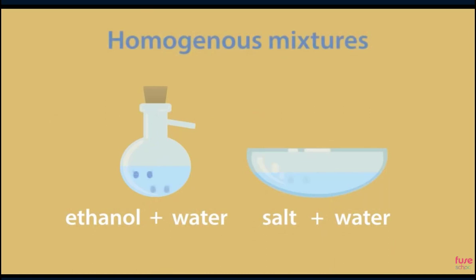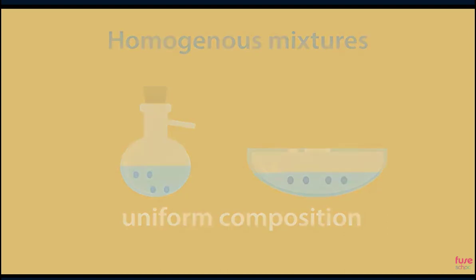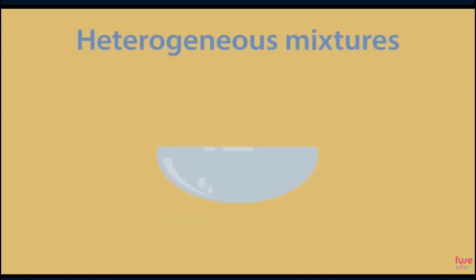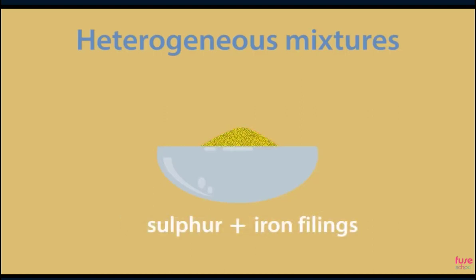This means that the components of the mixture are in the same phase, or the composition of the mixture is uniform throughout. Now, we will look at separating heterogeneous mixtures, where the components in the mixture are not in the same phase or the composition of the mixture is uneven. If we have a mixture of sulfur and iron filings, we can easily separate this mixture with a magnet. The magnet will remove all of the iron filings, leaving behind the yellow sulfur powder.